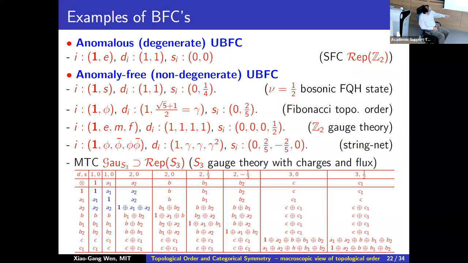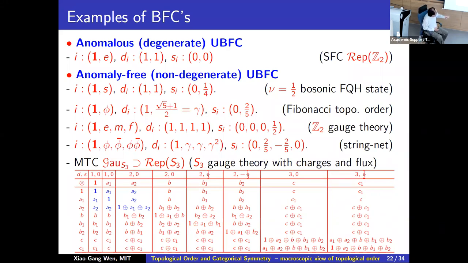This A1, remember, S3 gauge theory has particles. The particles are labeled by the representations of the S3 group. S3 has two non-trivial representations: a one-dimensional non-trivial one and a two-dimensional non-trivial one. So A1 is a gauge charge in the one-dimensional representation, and A2 is a gauge charge for the two-dimensional representation of this S3 gauge theory. Because it is a two-dimensional representation, the quantum dimension is two. It's very nice.